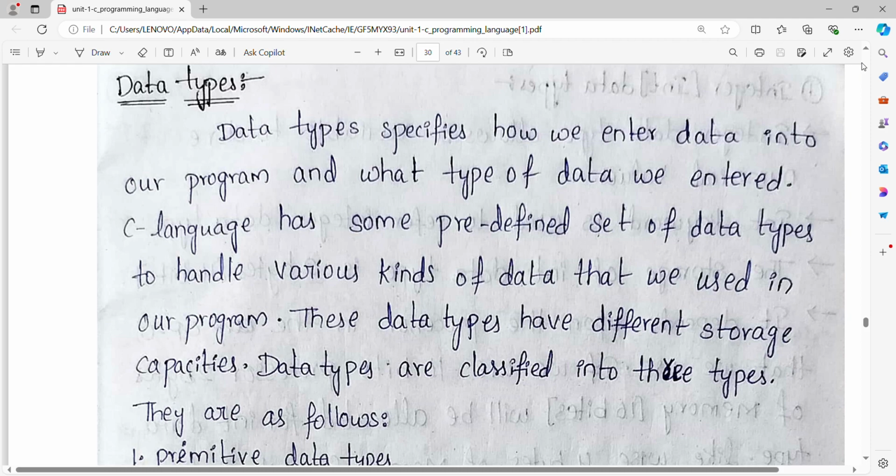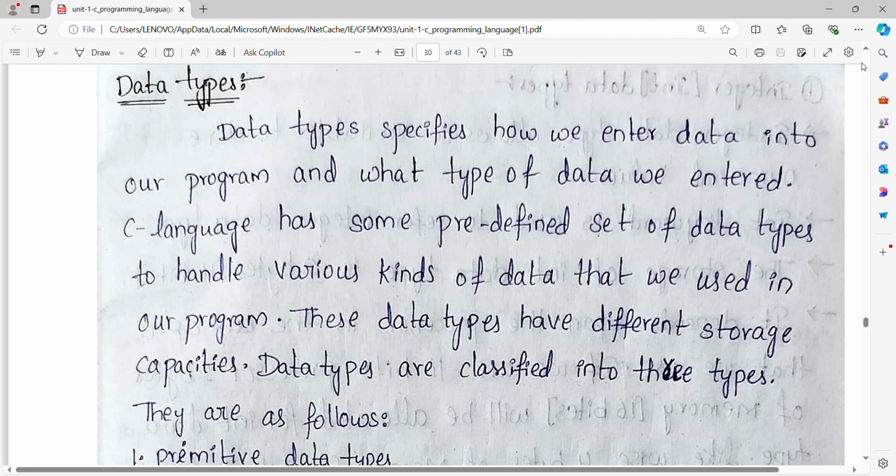Dear students, welcome to the second topic, programming in C language with CPP. The second topic is data types. See, data type is a very important question according to the first unit. I will explain in simple steps so you can handle it in your examination.